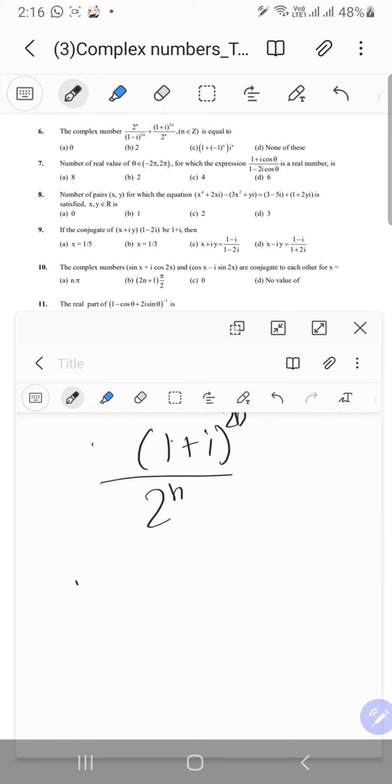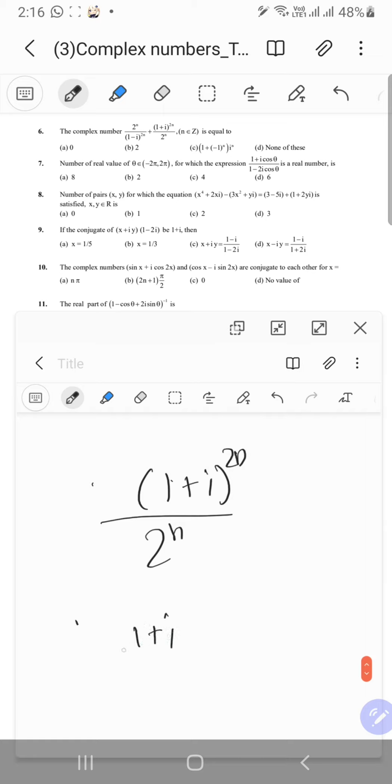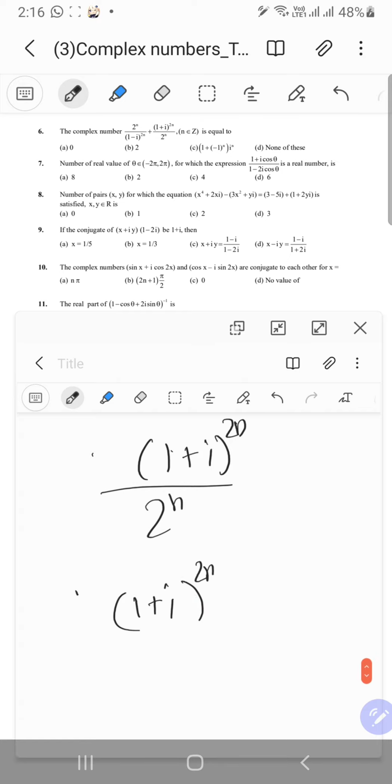So 1 plus iota to the power of 2n, right? Upon 2 to the power of n minus 1. Well, alright, that's weird.